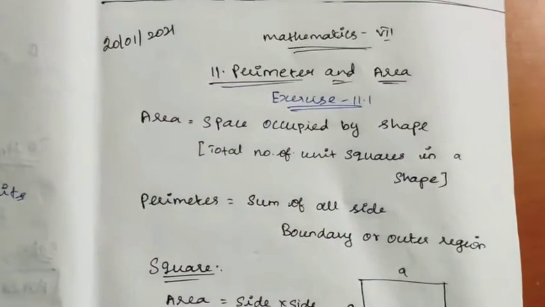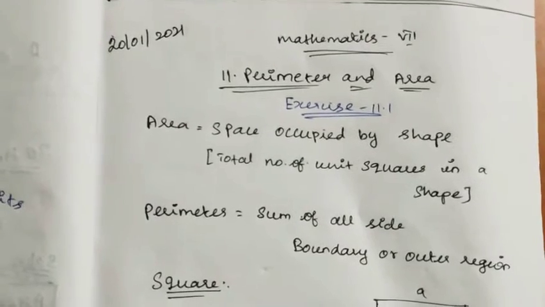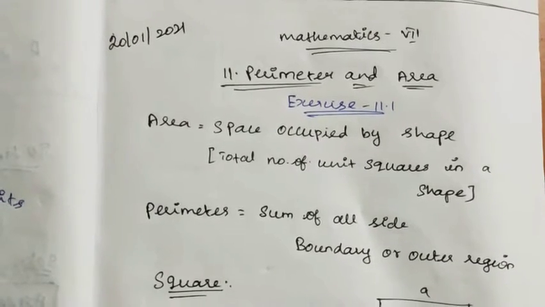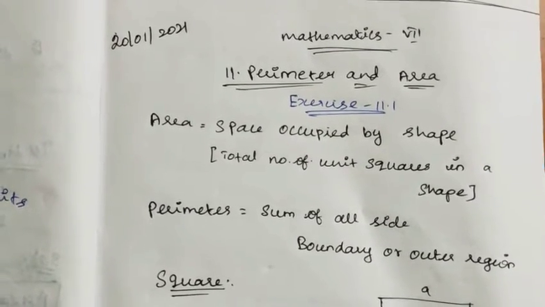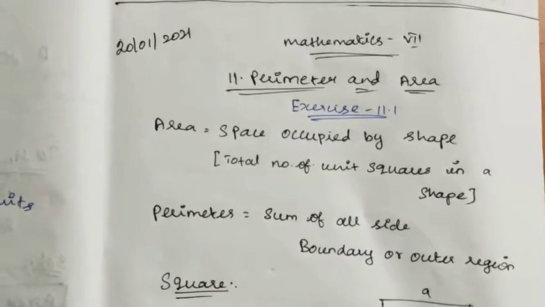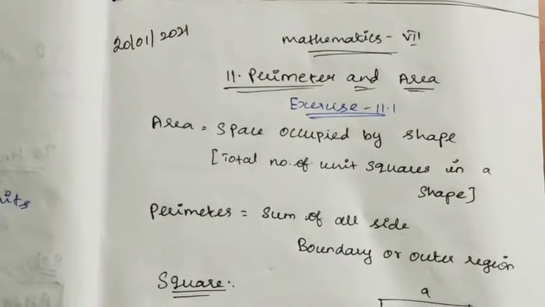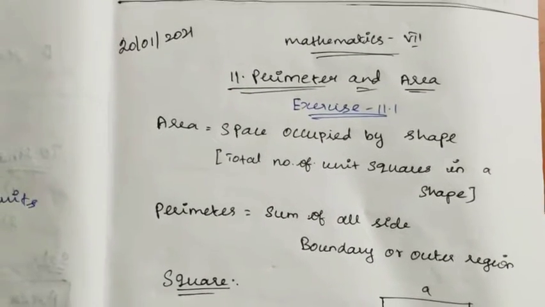Good afternoon, students. In the last class, we saw what is meant by perimeter and area, and we saw the formulas of perimeter and area of a square and of a rectangle, and solved two sums. In today's class, we are going to solve some more sums related to this topic. Let us recall our last class.